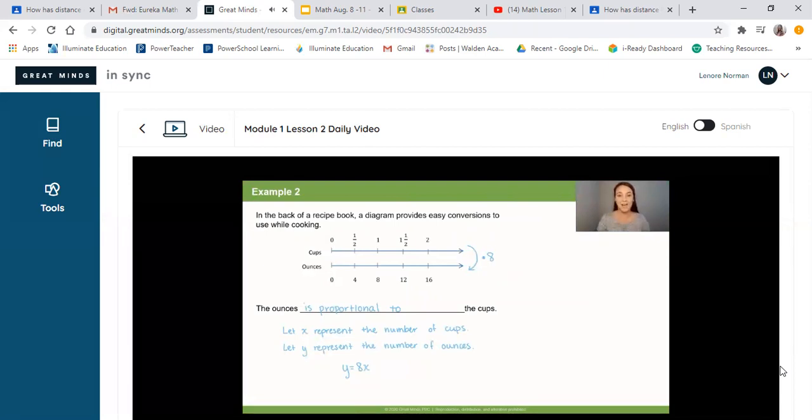During our time apart, I hope you were able to say, yes, our equation was correct, because when I substituted an x value into the equation, I did get the corresponding value of y.